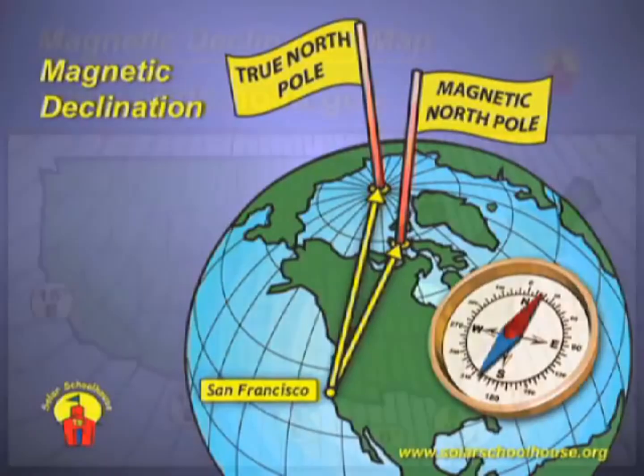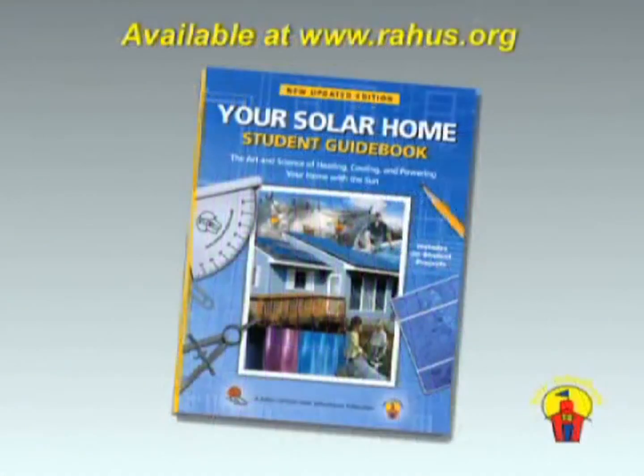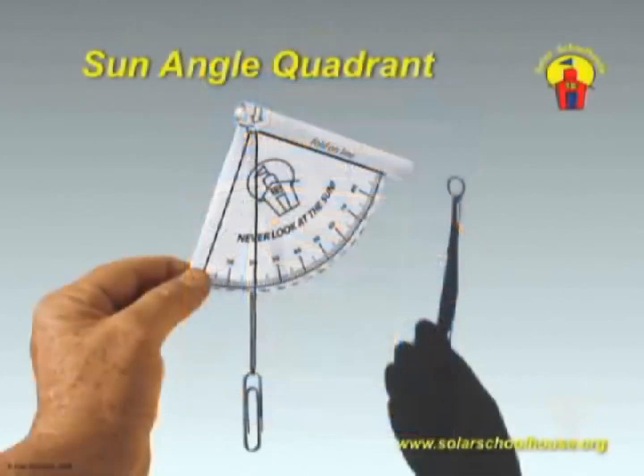The United States government has magnetic declination maps available online at the National Oceanic and Atmospheric Administration web address shown here. These maps are updated regularly because the position of the magnetic North Pole is slowly moving. The Rahus Institute publishes the Your Solar Home Guidebook. It has complete directions for using these maps to find true north with a compass and is available at www.rahus.org. The guidebook also includes templates and instructions for simple projects for measuring the sun's altitude and azimuth.